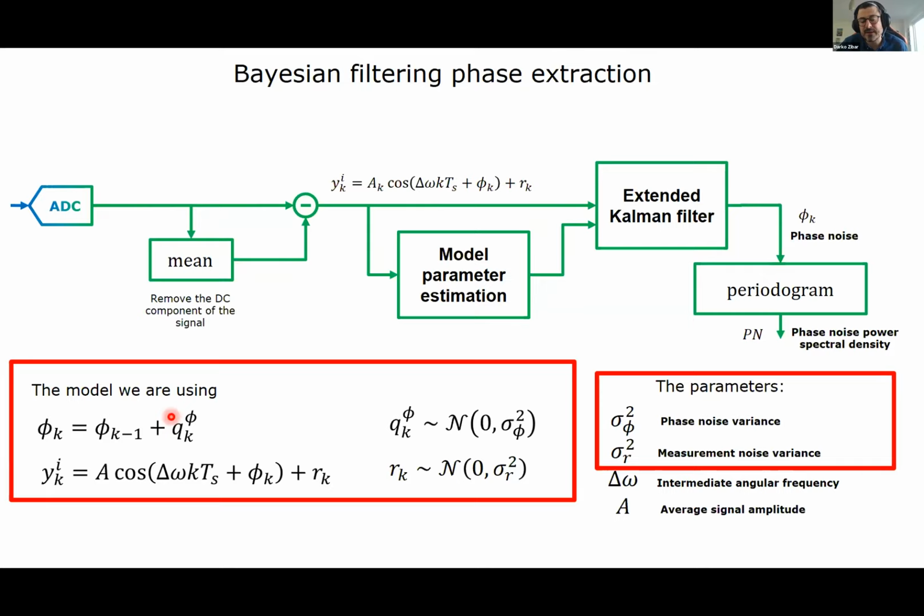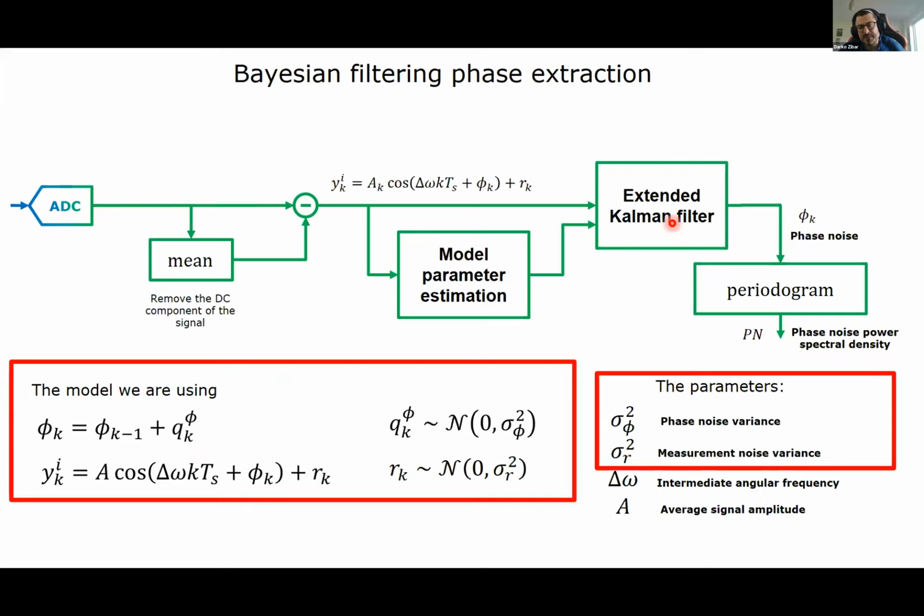Then the task is how to first determine those static parameters, Q_k and R_k, which is the measurement noise. In this case, we try to approximate the Bayesian filtering problem with an extended Kalman filter. The reason is that once we start taking the measurements, we have around 250 million samples to process, so we want something that is very fast. There are many ways of solving the state space problem, but I think the extended Kalman filter is a very good trade-off between accuracy and speed.